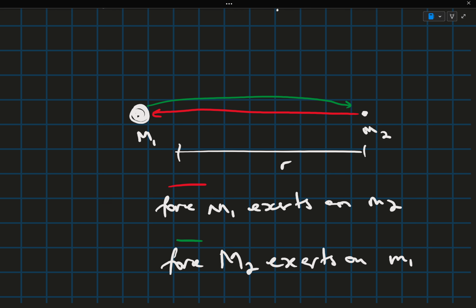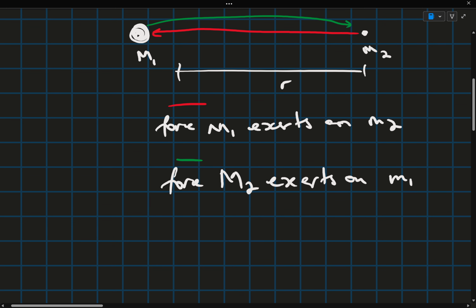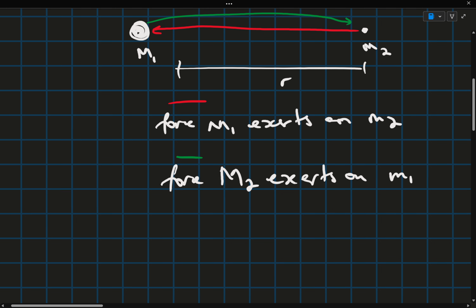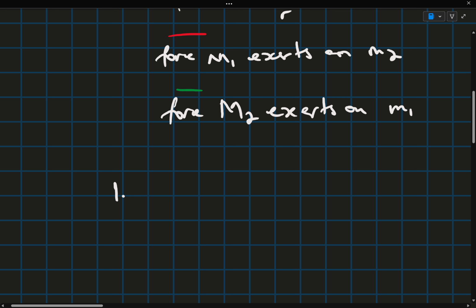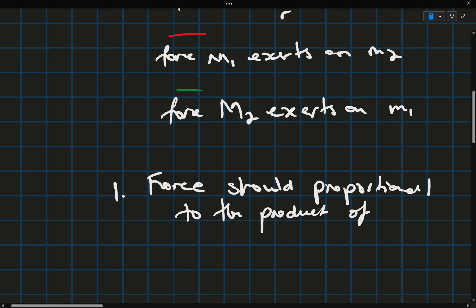So we need to understand this. Firstly, what happened here? Newton realized that the force between two masses should, one, be proportional to the product of their masses. So the gravitational force should be proportional to the product of the masses.